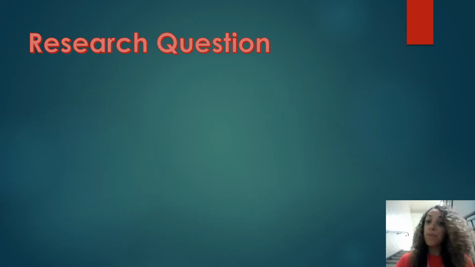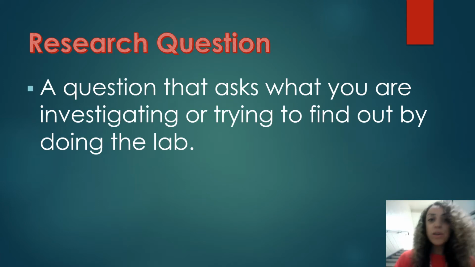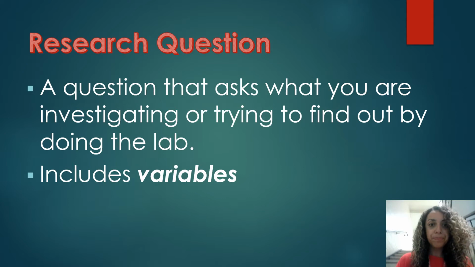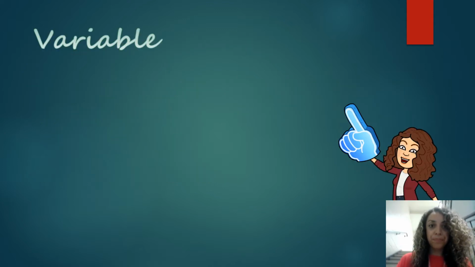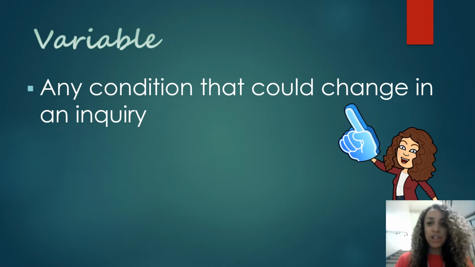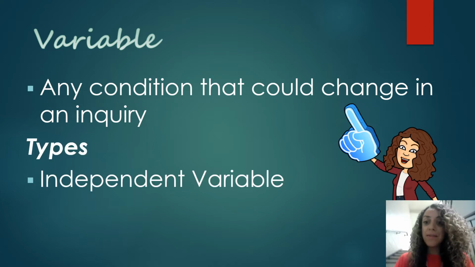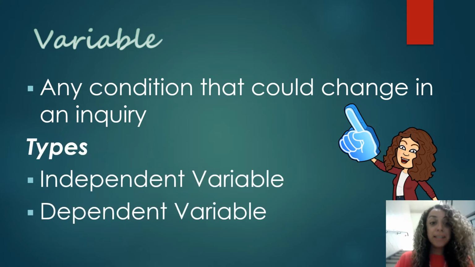So this is where the research question comes in. The research question is a question that asks what you are investigating or trying to find out by doing the lab. We always start with a research question. The research question is specific and includes variables, the conditions in which the experiment is going to be done. A variable is any condition that can change an inquiry or an investigation. There are two types: an independent variable and a dependent variable.